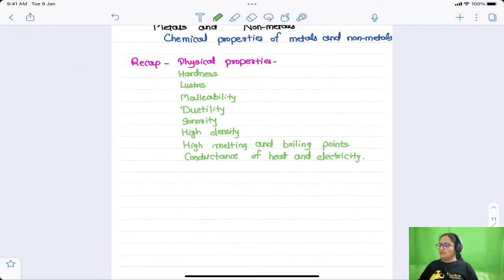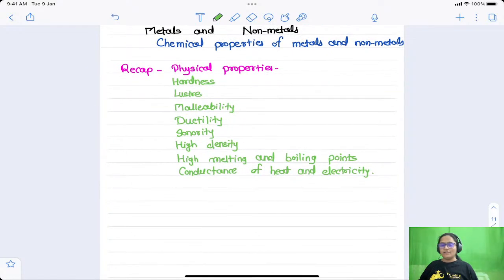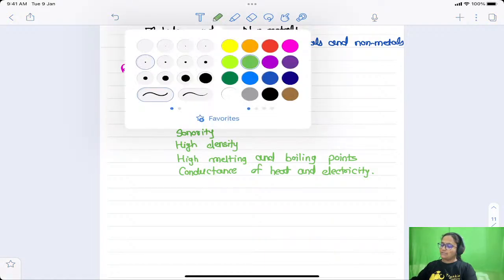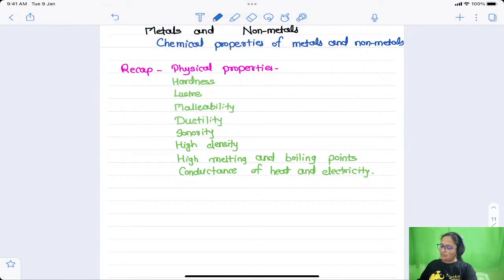Now in today's class we are going to start with the chemical properties. First of all, let me tell you the general chemical properties of metals and non-metals, and then we will discuss in detail the chemical properties of metals and non-metals one by one.